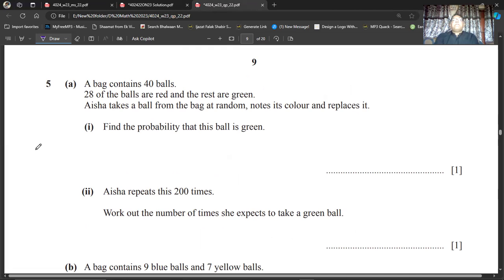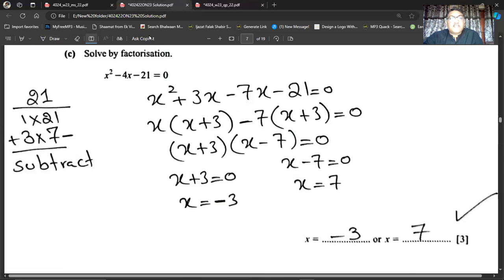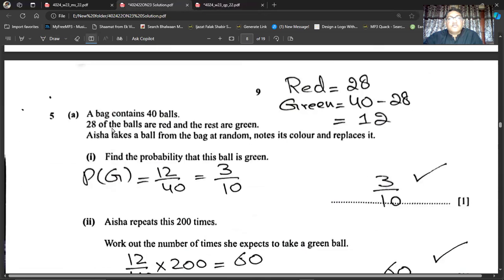A part. A bag contains 40 balls. 28 of the balls are red and the rest are green. Aisha takes a ball from the bag at random, notes its color, and replaces it. They put the ball back in the bag. Find the probability that this ball is green. So if there are a total of 40 balls, 28 balls are red, then green balls are 12, 40 minus 28. So the red balls are 28, the green balls are 40 minus 28, they are 12 balls.